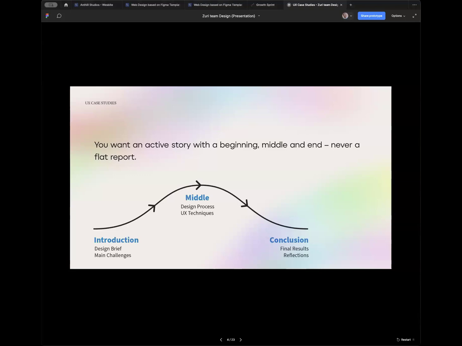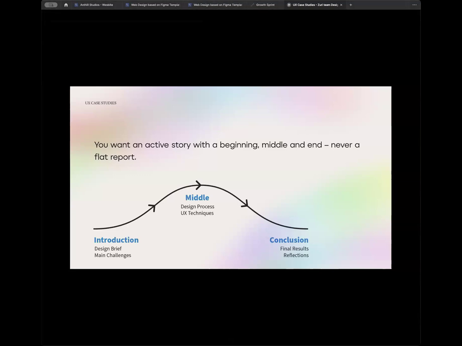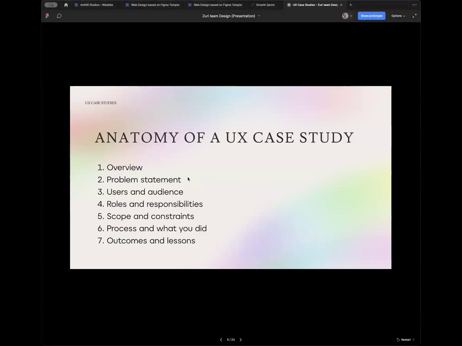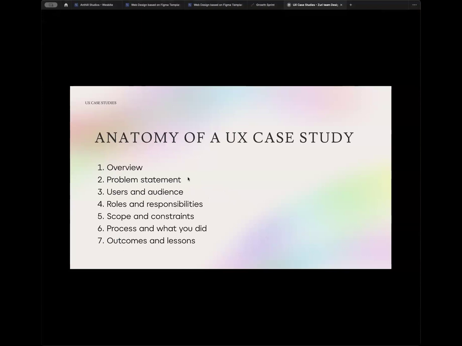Right. Now, let's move on to the anatomy of a UX case study. Let's just break down what that is.